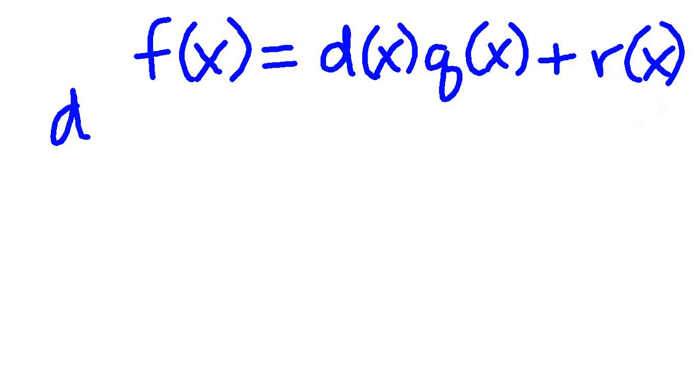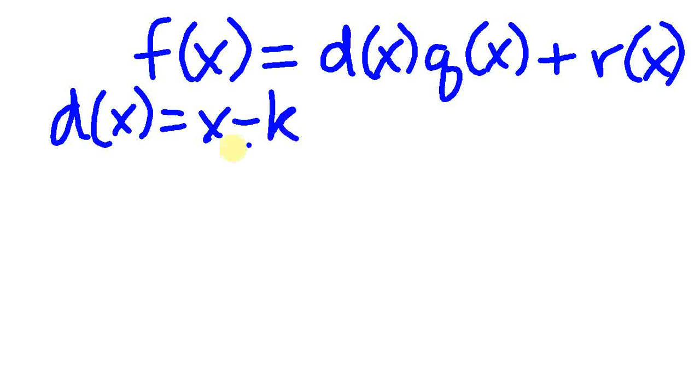And our divisor is going to be of the form x minus k. And notice that this is a linear divisor. It's a linear function. It has a degree of 1. Okay. And according to the division algorithm, the degree of your remainder must be strictly less than the degree of your divisor. So your divisor is 1, so your remainder has to be 0. The degree of your remainder has to be 0.